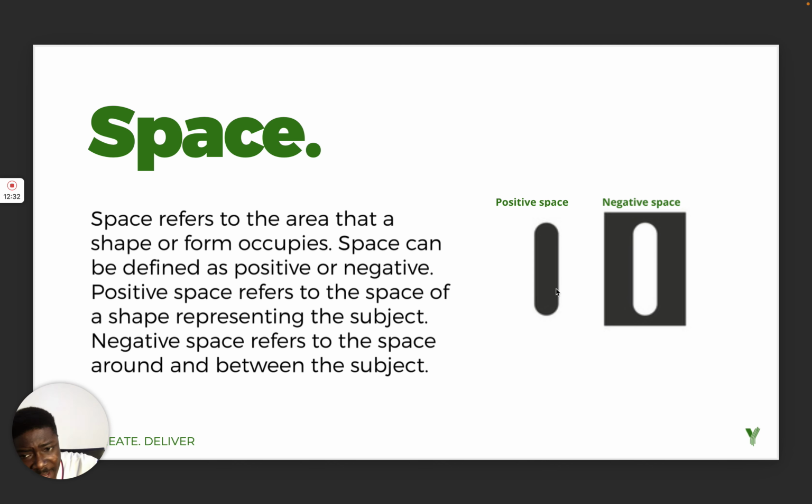Now, if you look over here, you understand that what you're seeing here is representing the subject within my space. Now, negative space refers to the space around and in between the subject. So I can have the subject, and the space that is around the subject. If I have a picture here, the space that is around the picture. All right. And then for the other one, which is positive, positive refers to the space of a shape representing the object, which is the opposite.